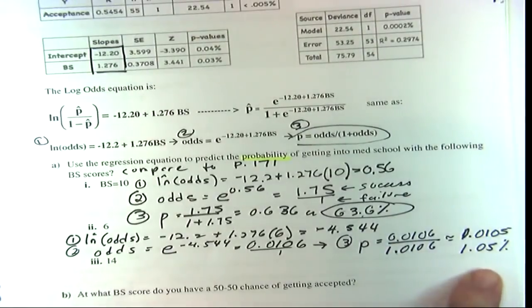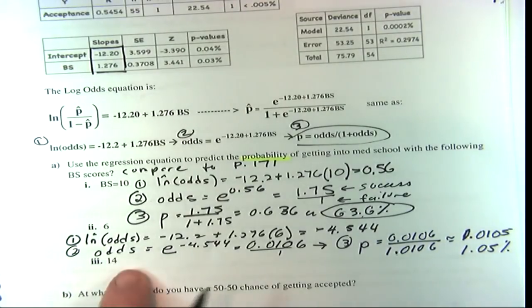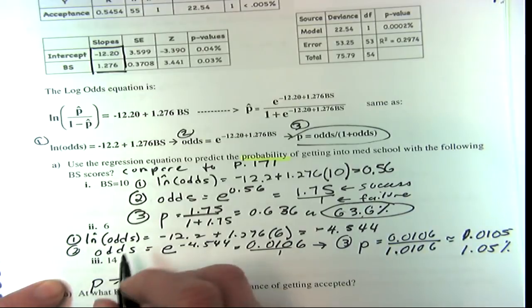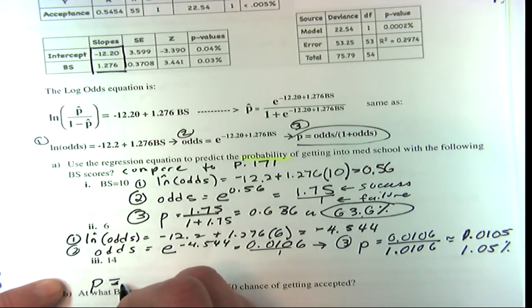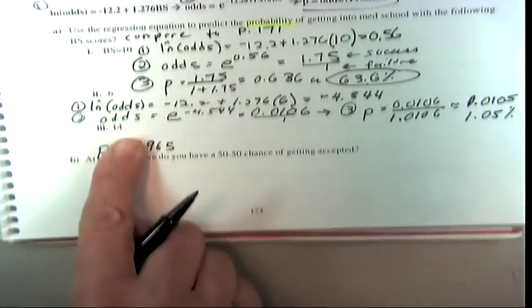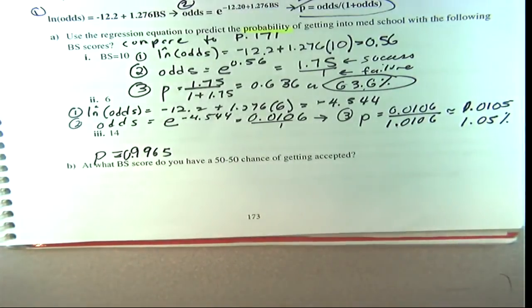Not a negative percent. All right, I think you can do this one on your own. How about if I just tell you the answer, what the probability is, and you can make sure you get it? It's going to be over 50%. I got P equal to 0.9965. 99.65% chance of getting in if you have that high BS score. Any questions? So this is just going back and forth between the different forms.